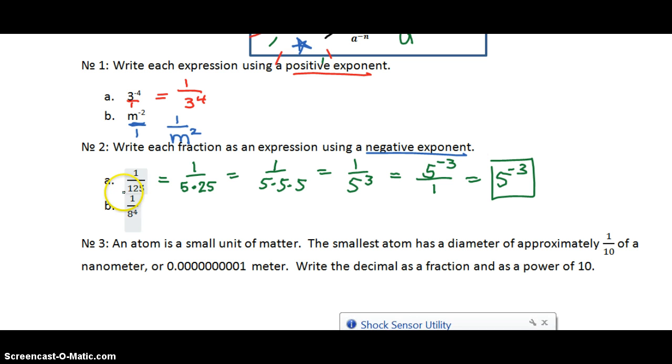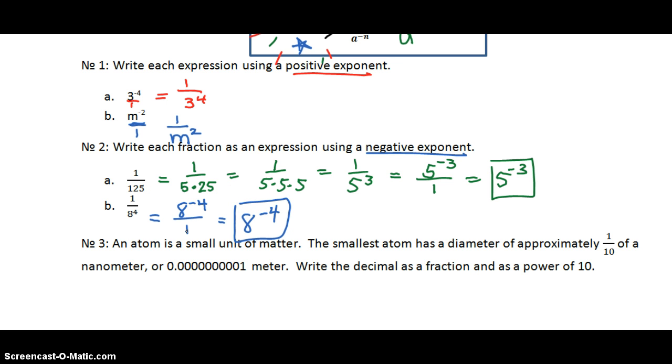All right, if you recognize that 125 is 5 to the third, then you didn't have to work it all the way out, but I wanted to show all of my steps. All right, since this one's already 1 over 8 to the 4th, I'm just going to take it across the magic wand and make it 8 to the negative 4th. And again, the final answer is 8 to the negative 4th. We do not need to put the 1 in the denominator.